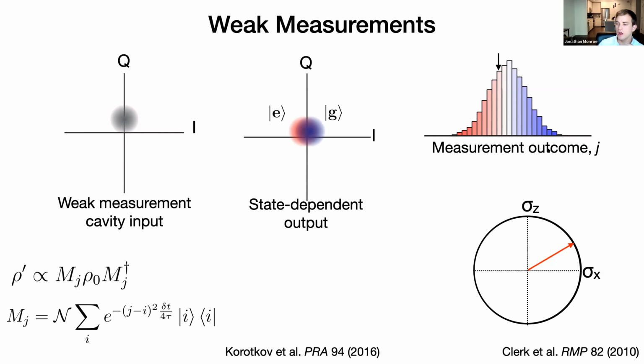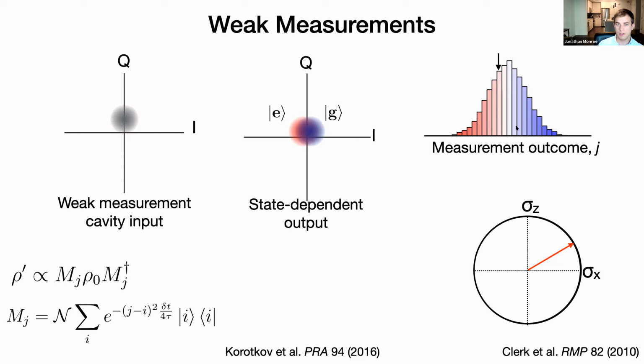Now, this measurement update process, I hope from my little graphical description, is a continuous process. The state evolves continuously. And it's also deterministic. That is, for any particular value of j that obtains, we know exactly how to update the state of the qubit according to that measurement.